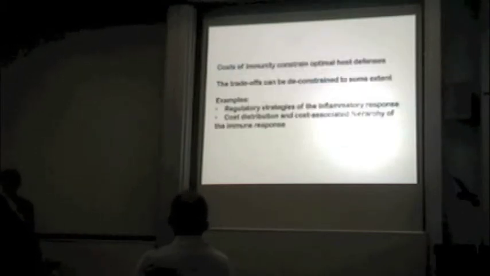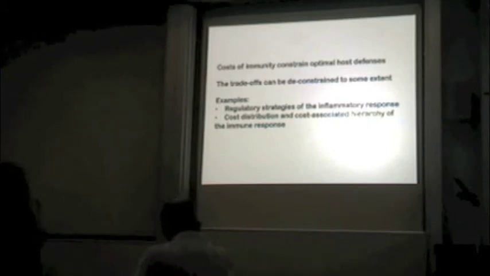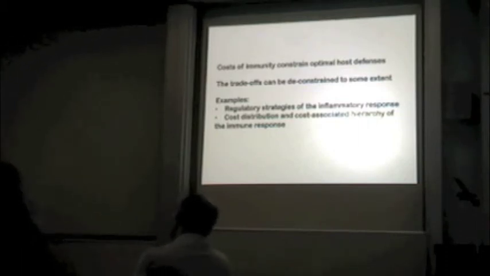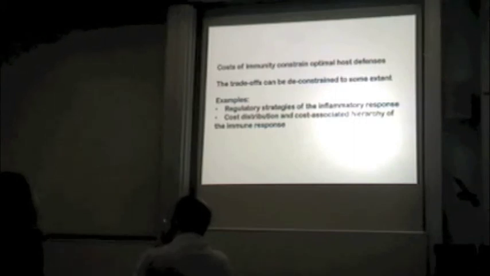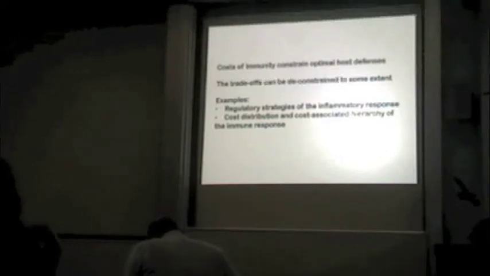Now, because the cost of immunity can constrain optimal host defenses, the question is, can these trade-offs be deconstrained? And they presumably can be deconstrained, at least to some extent. So I'll discuss a couple of examples of this type of deconstraining of the trade-offs associated with cost. One has to do with specific strategies of regulation of the inflammatory immune response, and the other has to do with distribution of the costs and the associated hierarchy of the effector responses.